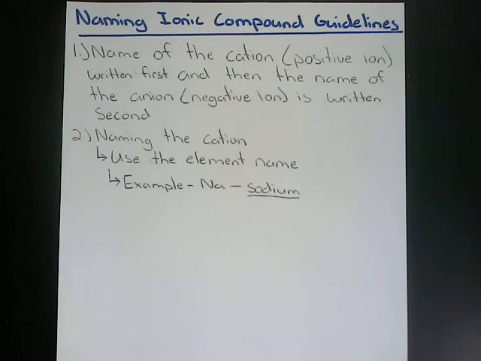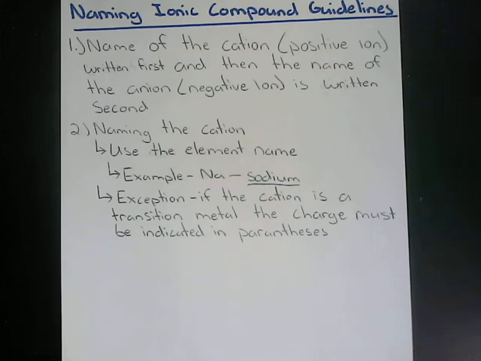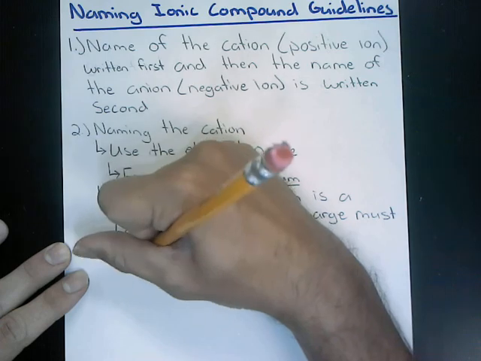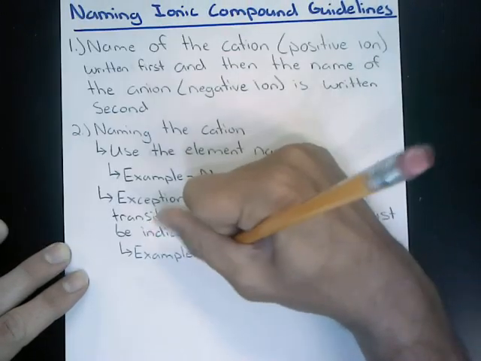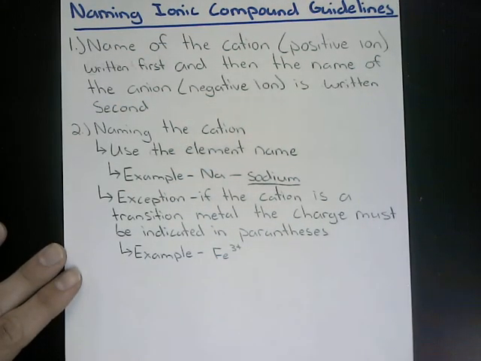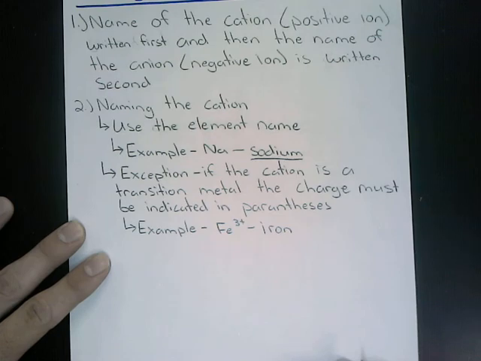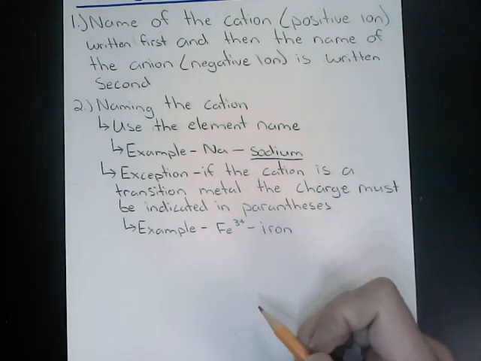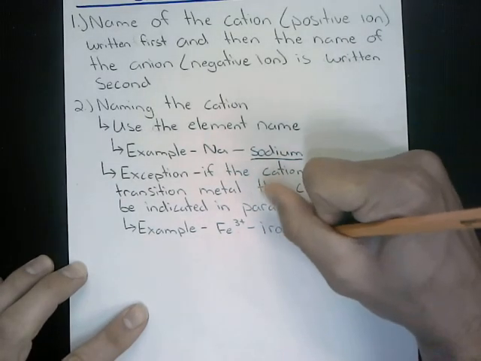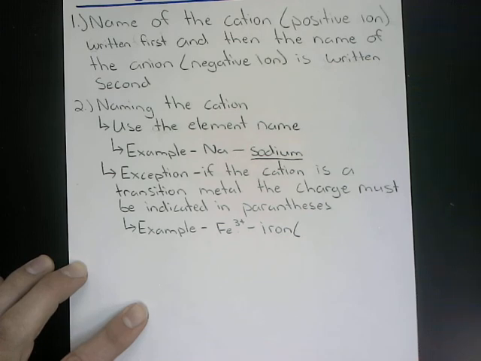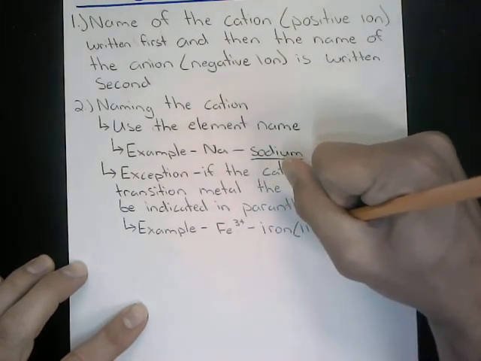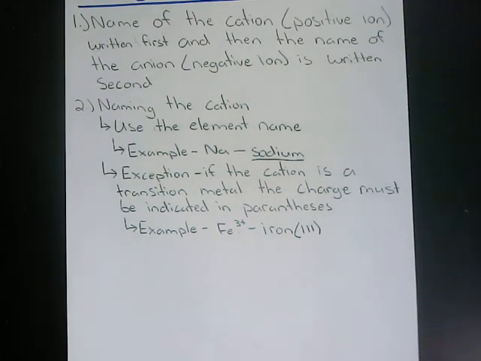Now there's one exception, and that is this. If the cation is a transition metal, the charge must be indicated in a set of parentheses. An example of this would be iron 3+, shown as Fe3+. It is a transition metal, so we write the name down, iron, but we also have to include the charge of this transition metal, and we do this by putting a set of parentheses and indicating the charge in Roman numerals. Because it has a 3+ charge, the Roman numeral would be 3 lines, and so that would be iron (III).